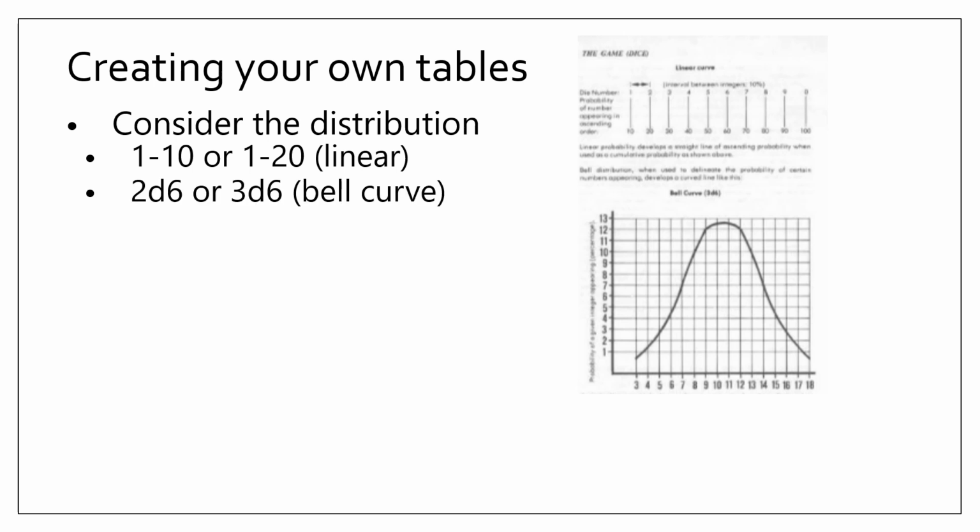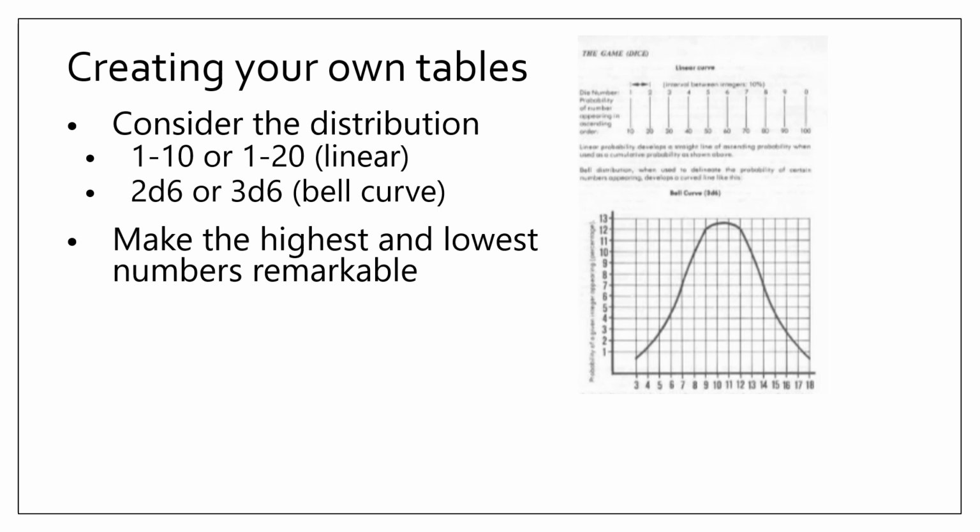If you're rolling multiple dice, like 2d6 or 3d6, the distribution looks more like this bell curve here. And you can use that to your advantage. There is a higher probability that you roll an 11 or 12 than rolling a 3 or an 18. So when you're designing a table like that, you want to make the lowest and the highest numbers your most remarkable, your rarest results, and your more common results sit there in the center.